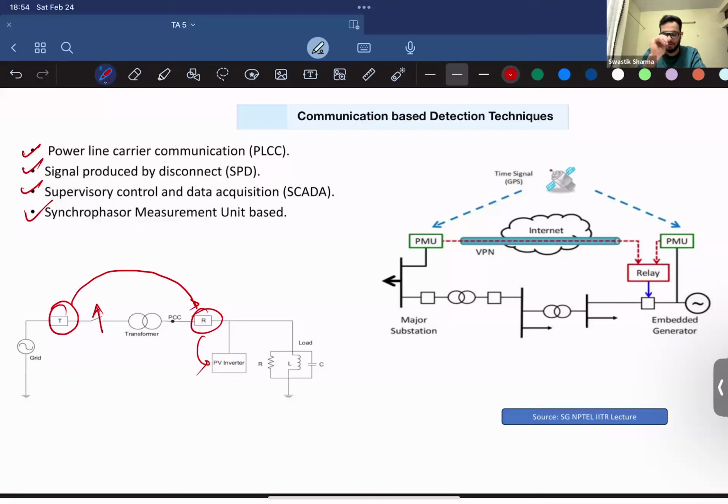Then you have signal produced by disconnect. It is similar to power line communication. It's just that you use microwave links instead of other communication links, and it's a bit expensive.